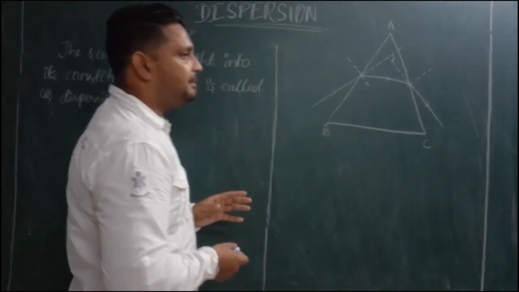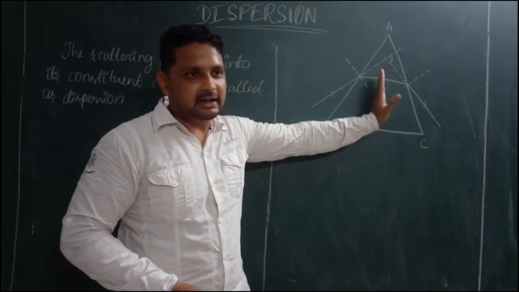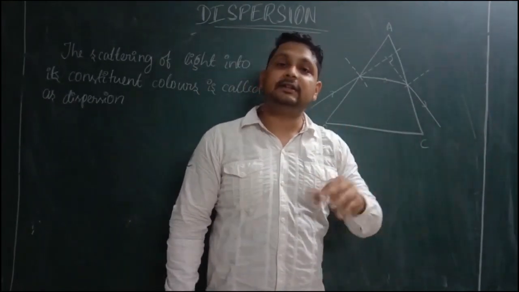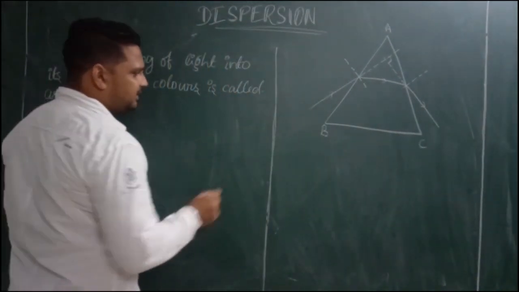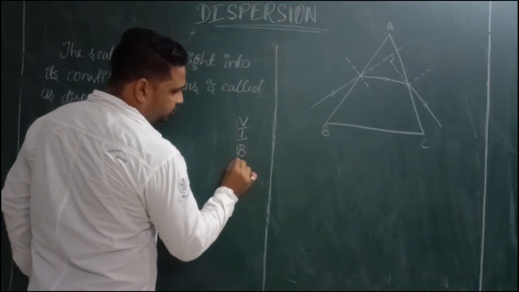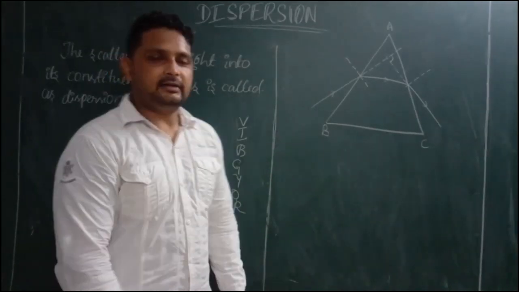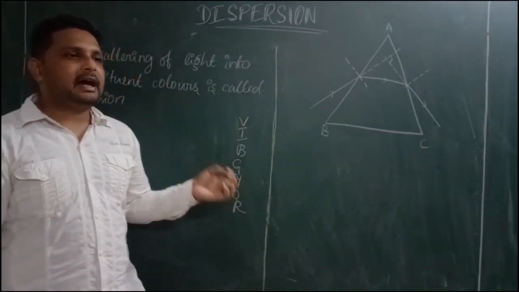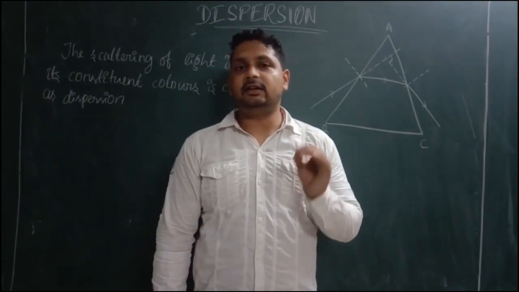What actually happens in this case, as we studied, is that the light deviates when it enters a prism. Different colors of light have different wavelengths. In a rainbow there are generally 7 colors. What are they? Violet, indigo, blue, green, yellow, orange, and red. These 7 colors have 7 different wavelengths. Every different color has a different wavelength.